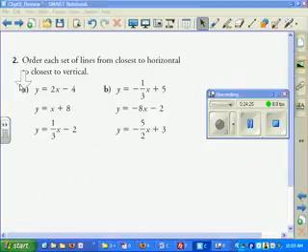Alright, so what is this question telling us? What is it asking? That's the first step here, because a lot of people are confused as far as what the question is actually asking. Closest to horizontal to closest to vertical.